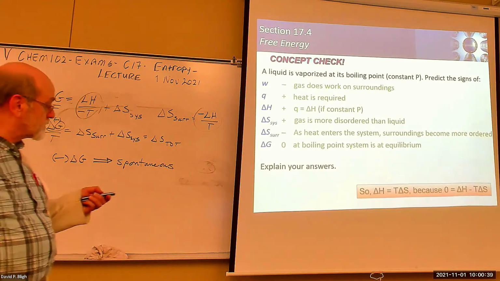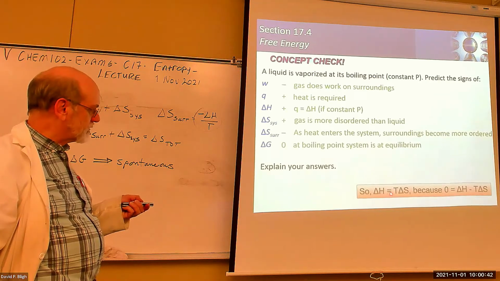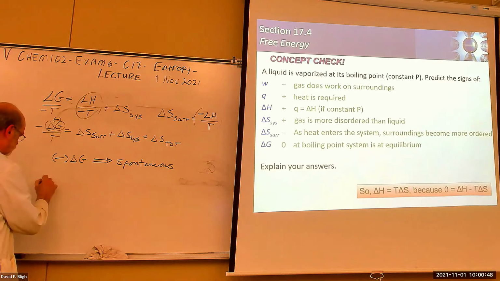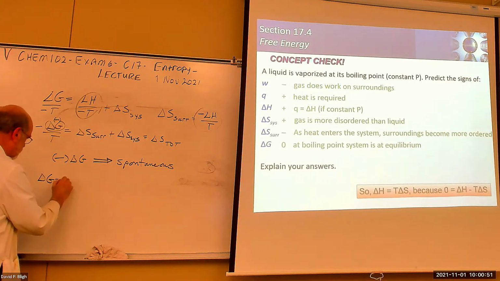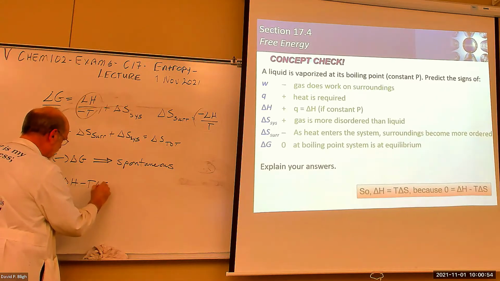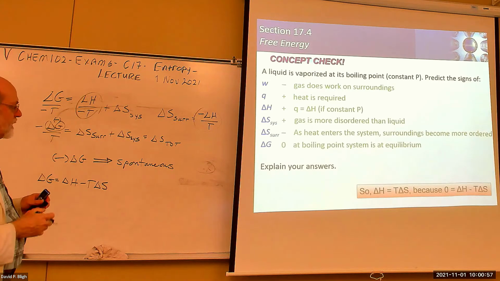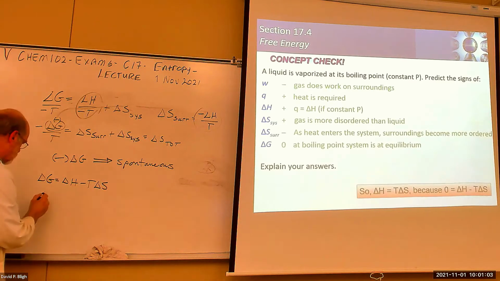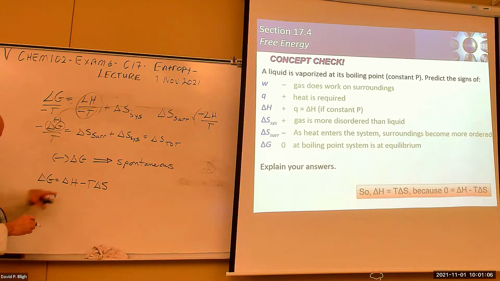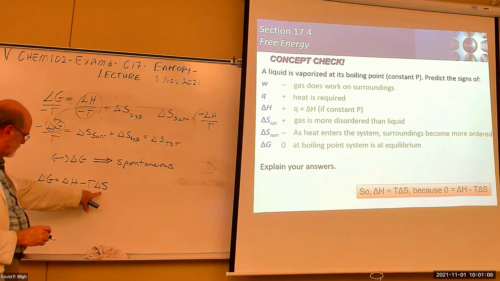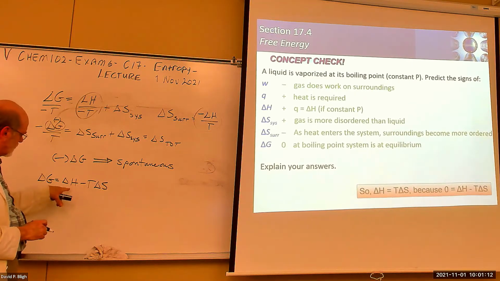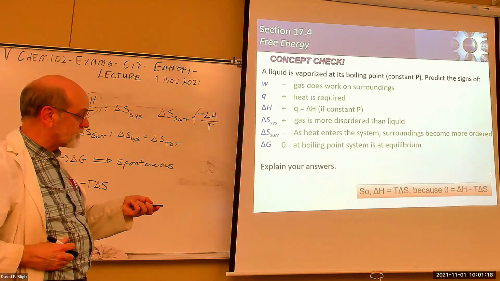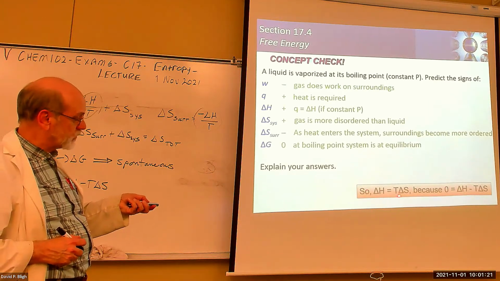Okay, so under those circumstances, if we say that delta H equals T delta S, let's go back to our Gibbs free energy, which is equal to delta H minus T delta S. So what we're saying is, if this is zero, then this has to be equal to that, because this gives it an opposite sign, and they cancel each other out and become zero. So if we say this is zero, then you solve for each one, then delta H equals T delta S.